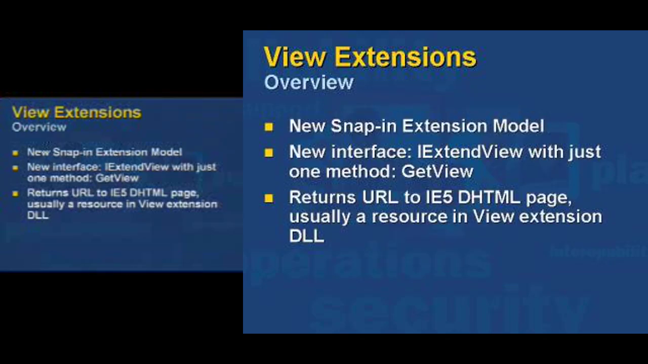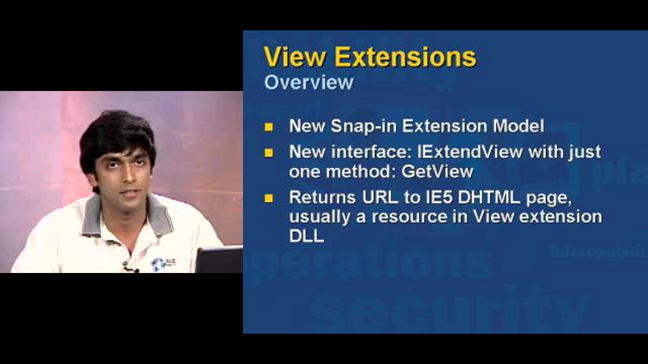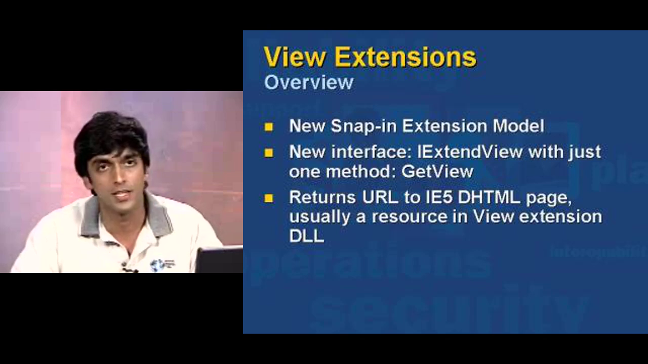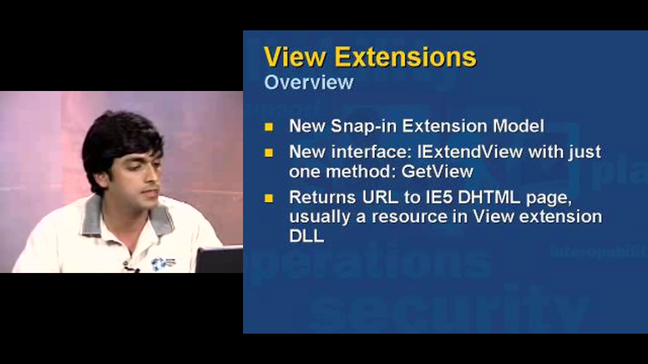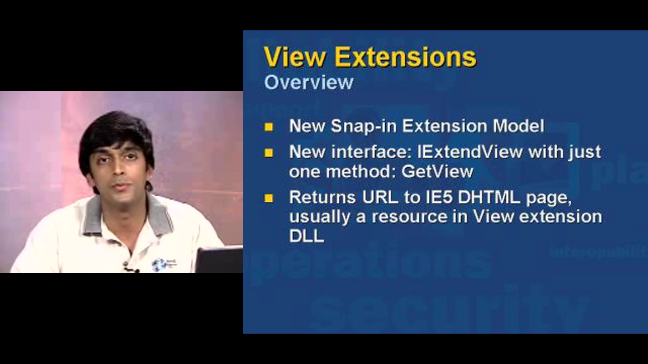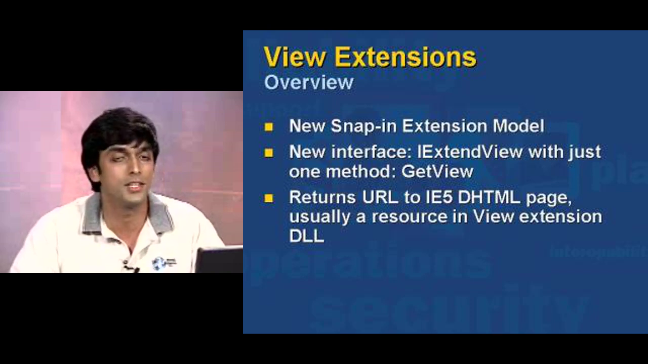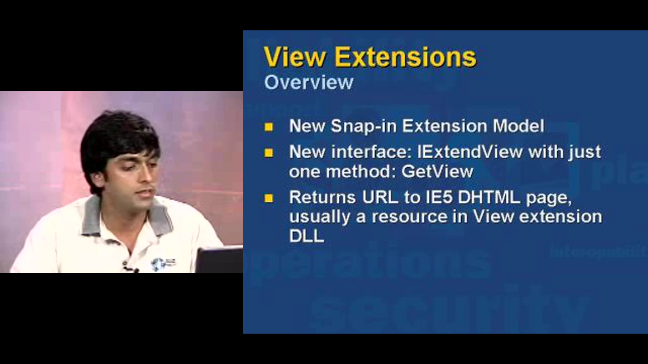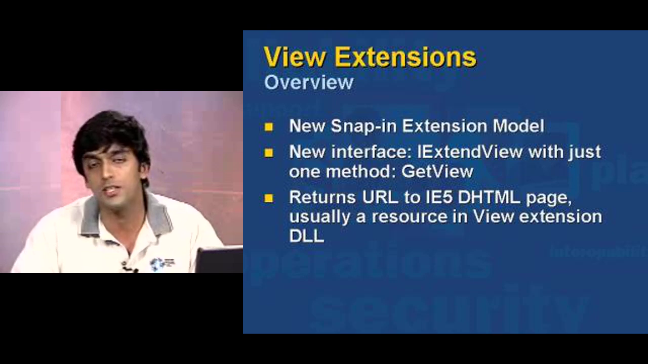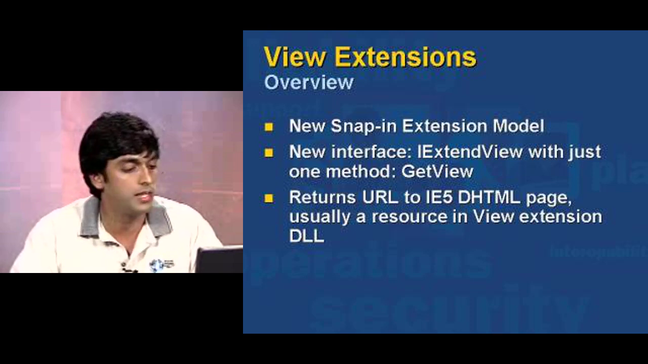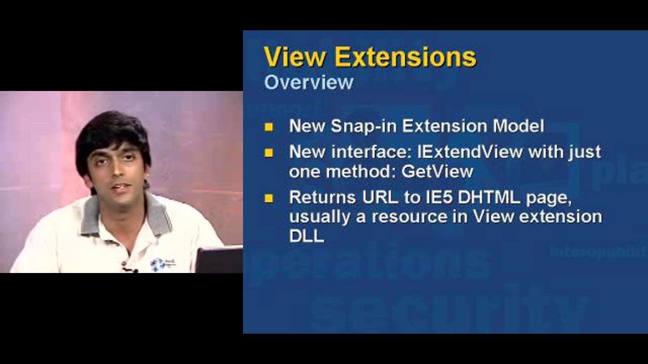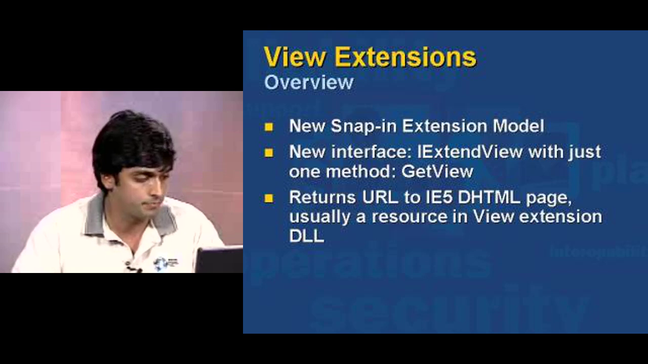So to reiterate a few of the points that I just made, view extensions are a new snap-in extension model, just like property pages and context menu items and toolbar extensions were in MMC 1.x. Snap-ins that wish to be view extensions need to implement just one method on the interface IExtendView. The method is GetView, which essentially returns a URL to an IE5 DHTML page. And this DHTML page is most often located within the resources of the DLL, but need not be.